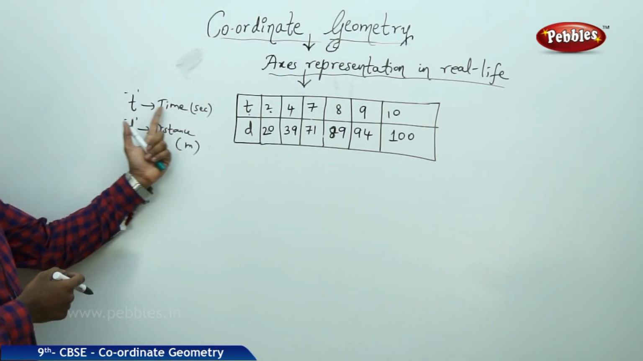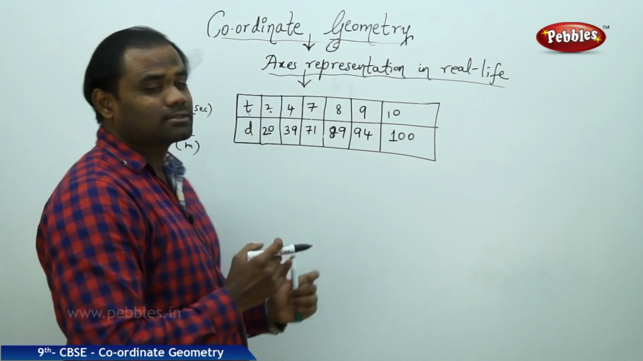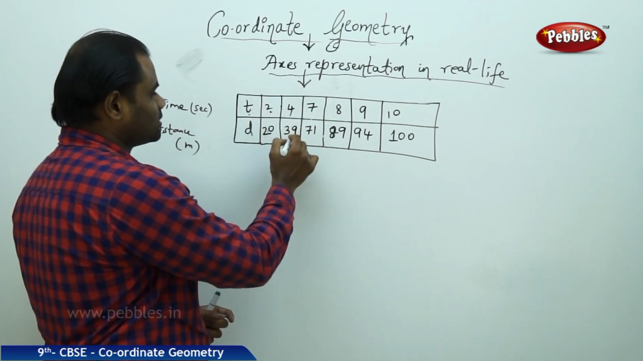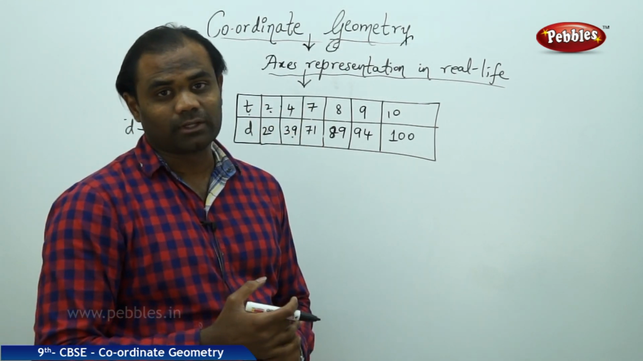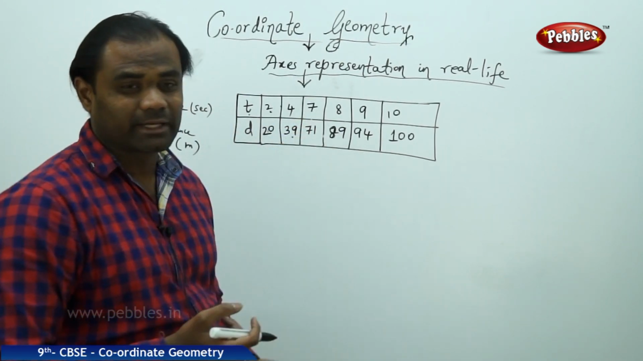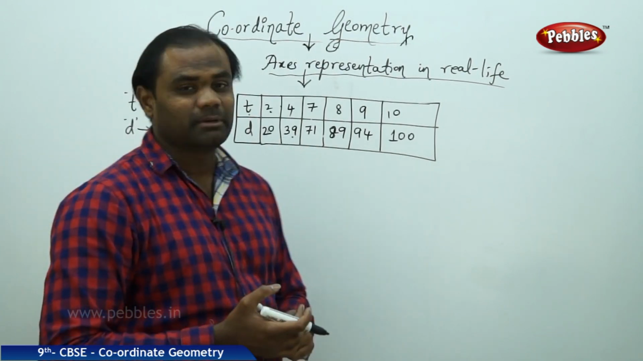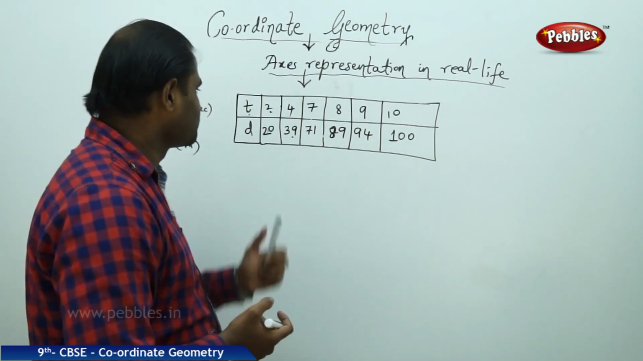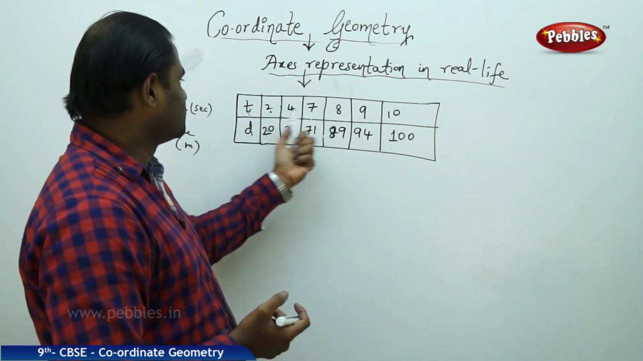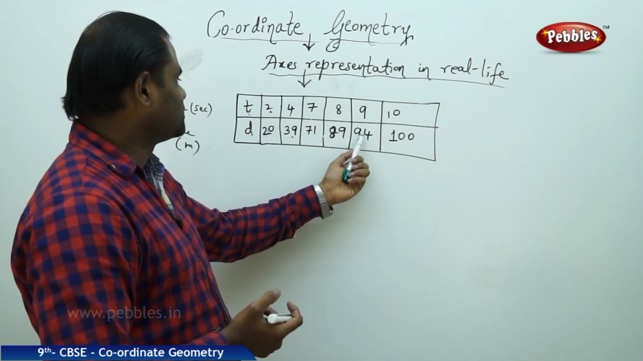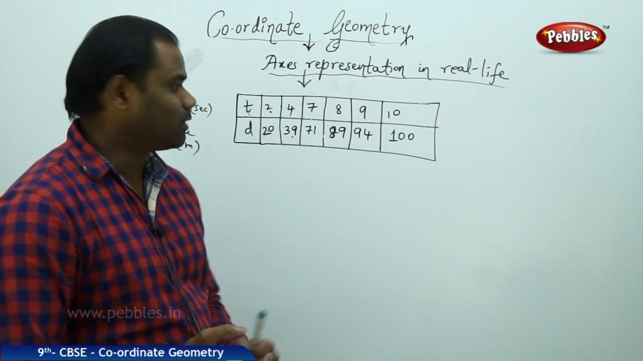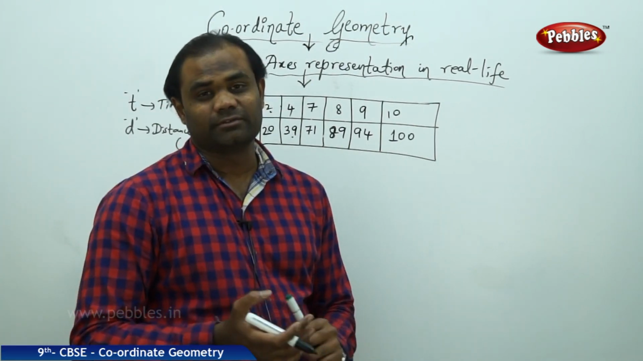Distance in meters, time in seconds. So the first 2 seconds, the distance covered by the sprinter is 20 meters. And for the first 4 seconds, the distance would be 39 meters as recorded, approximately. When the time taken is 7 seconds, it is assumed that the distance traveled by the sprinter is 71 meters. For the 8th second, it is said to be 89 meters, and then coming to the 9th second, it is 94, and 10th second, it is 100. Is how I understand this in real life situation.